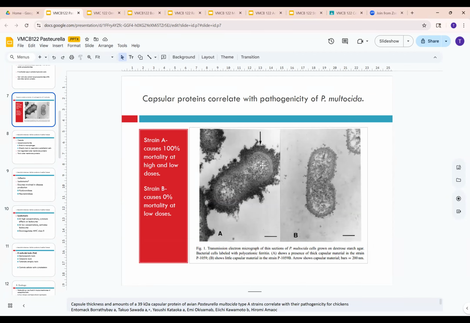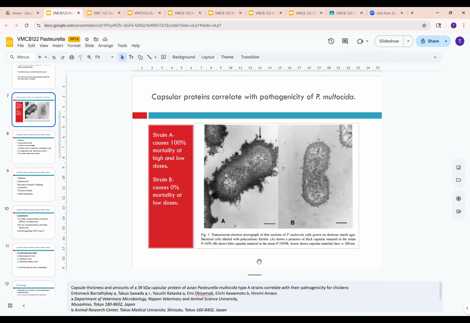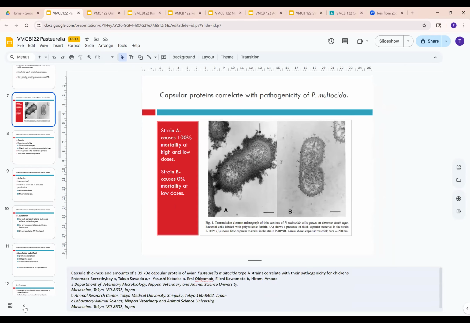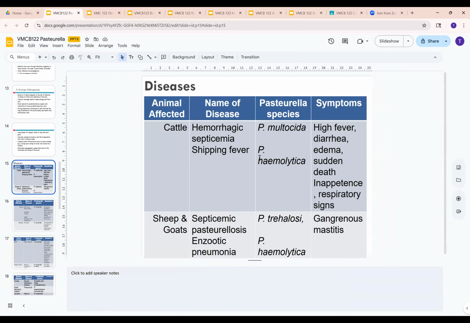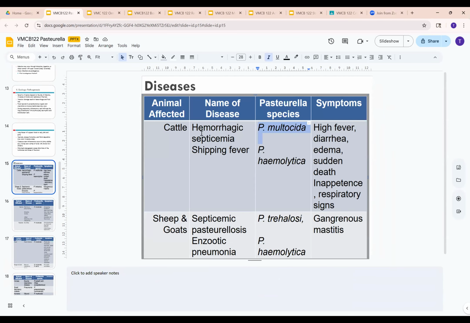Last time we talked about the virulence factors, the importance of the capsule to Pasteurella multocida. If it doesn't have the capsule, then it will be less pathogenic or it will cause less mortality. In this case, 0% mortality if we remove or delete the capsule. And then we talked about some of the important diseases caused by Pasteurella multocida.